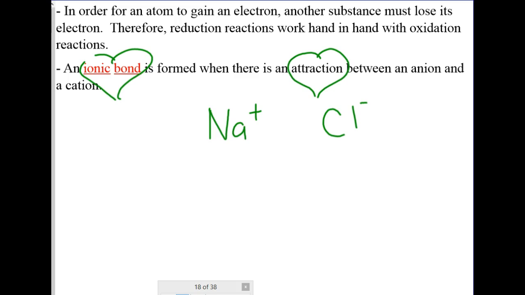Aww. Who says you can't have chemistry in chemistry? I know, that's bad.